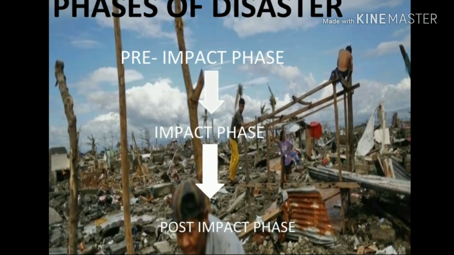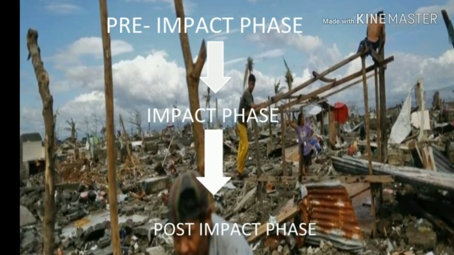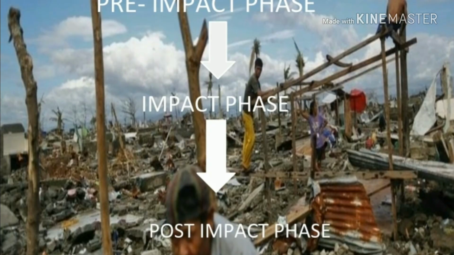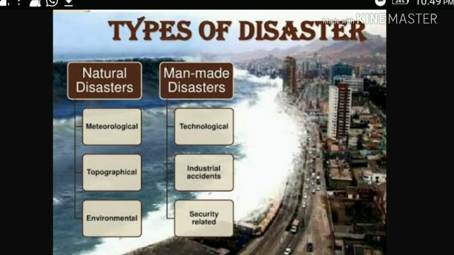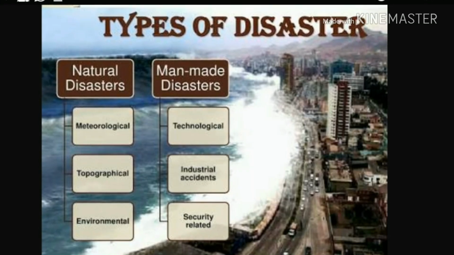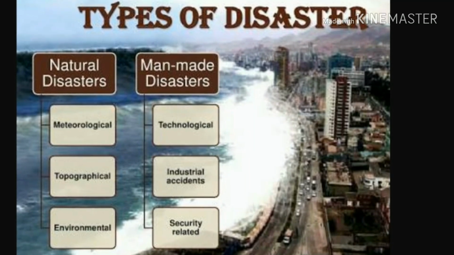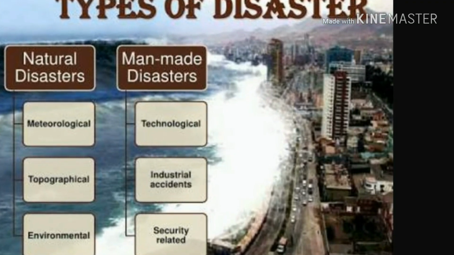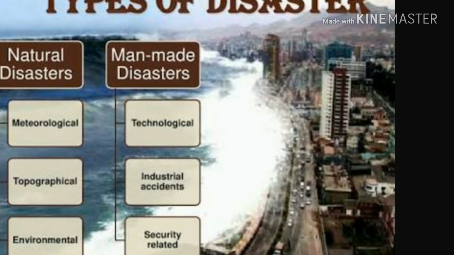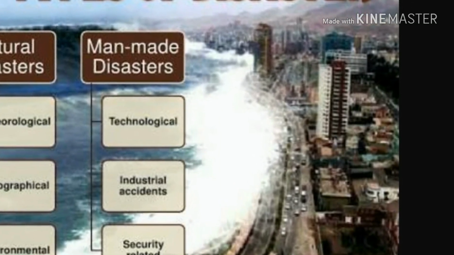There are three phases of disasters: pre-impact phase, impact phase, and post-impact phase. There are two types of disasters: natural disasters and man-made disasters. Natural disasters are meteorological, topographical, and environmental, whereas man-made disasters are technological, industrial accidents, and security related.